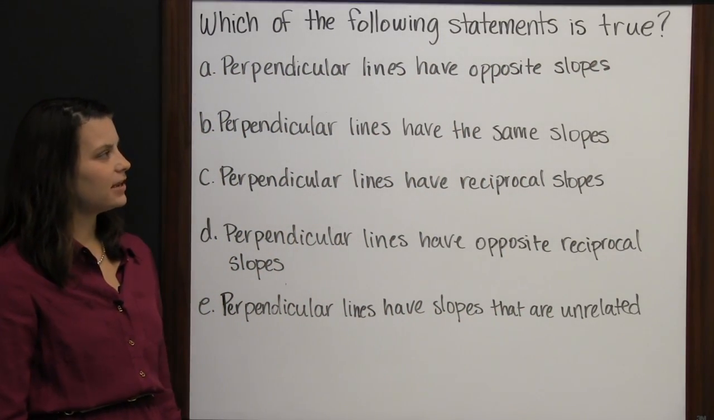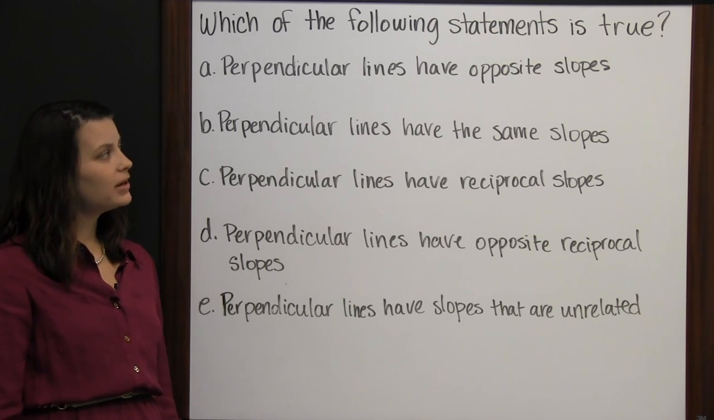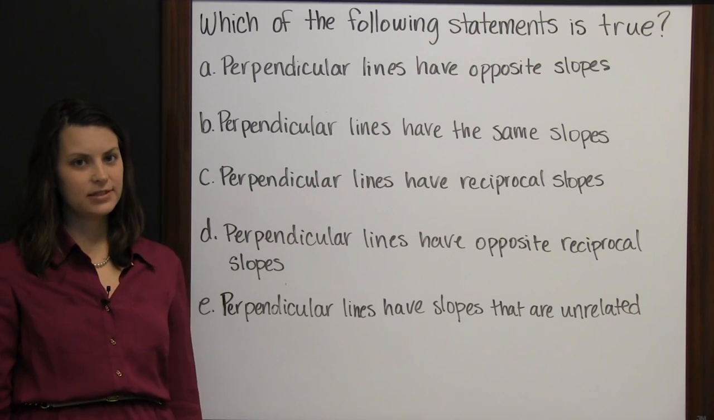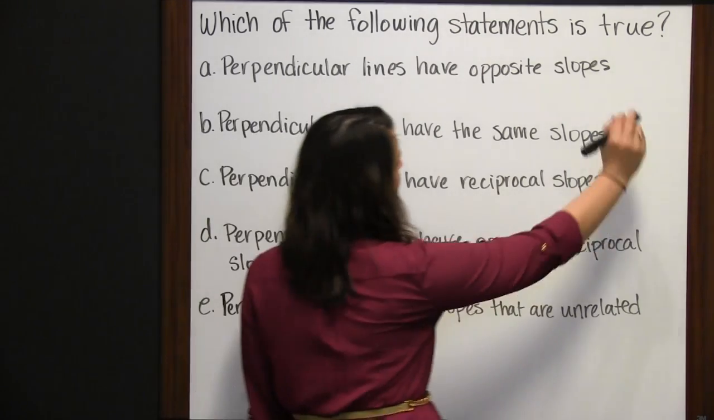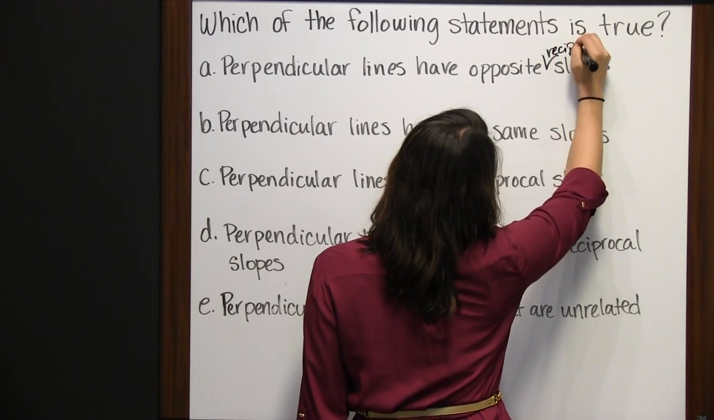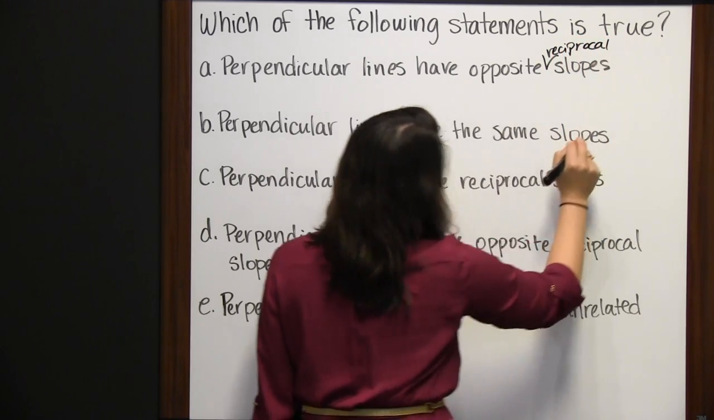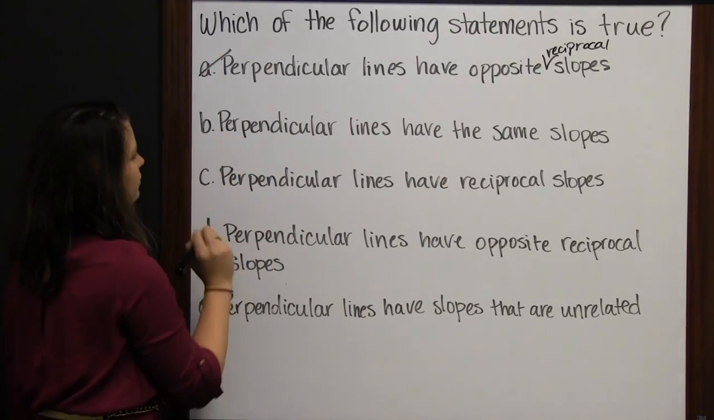Which of the following statements is true? A, perpendicular lines have opposite slopes. Close, but not quite. It's missing an important word here, and that word is reciprocal. Perpendicular lines have opposite reciprocal slopes, so that is not true.